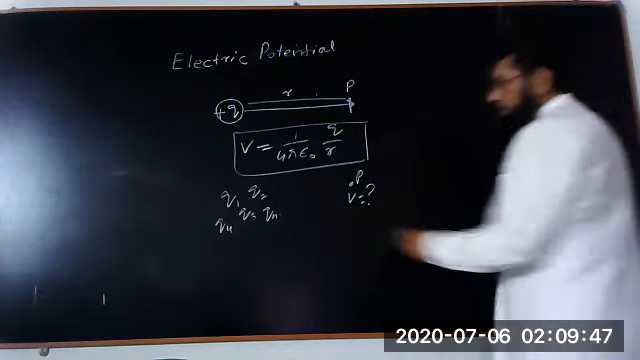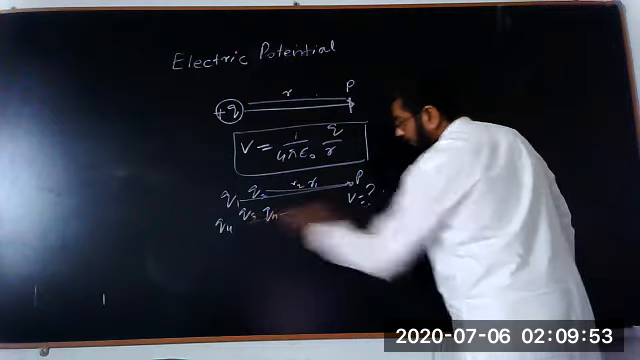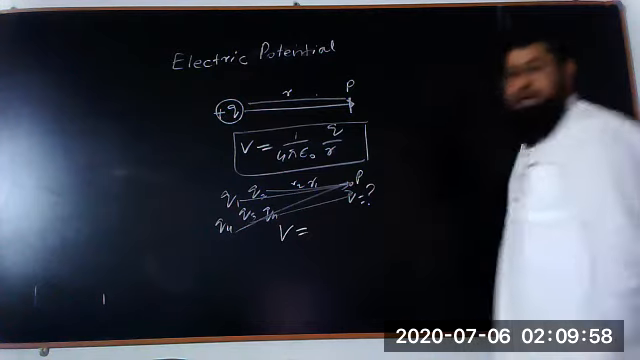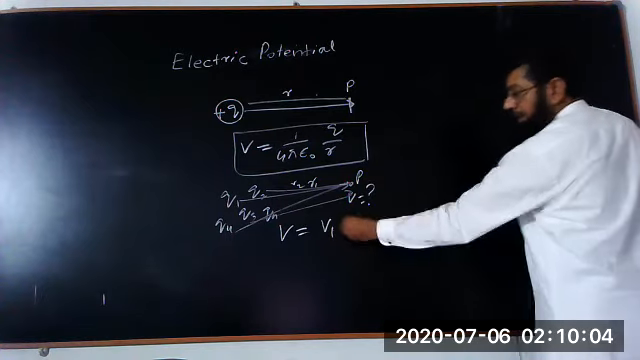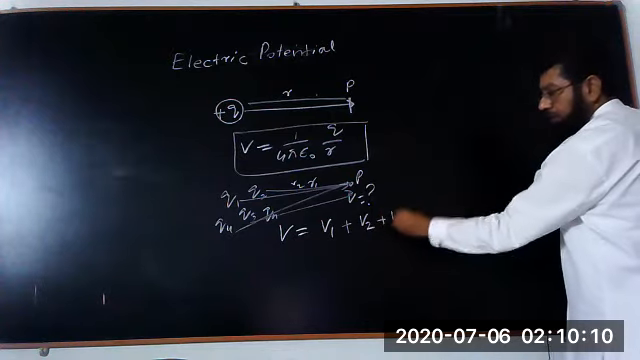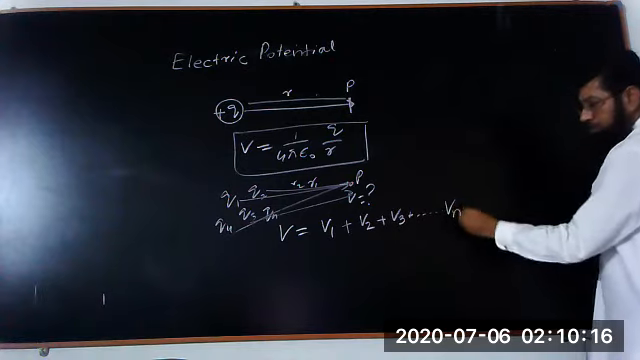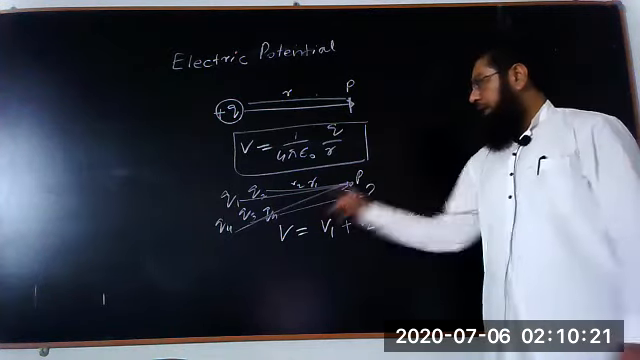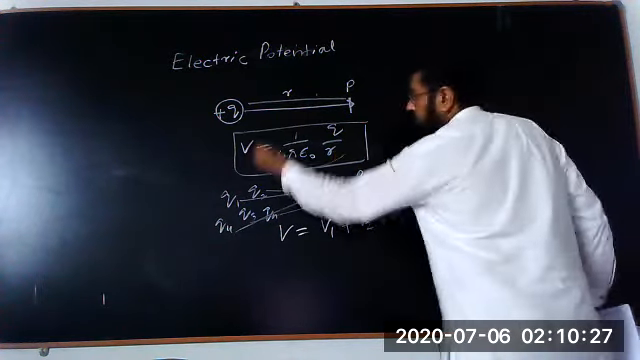Here, this is at a distance r1, this is at a distance r2, this is at a distance r3, this is at a distance r4. So the total potential V can be written as the potential due to charge Q1, which is V1; the potential due to charge 2, which is V2; the potential due to charge 3, which we call V3, up to the potential due to charge N. This is the sum of all the potentials at any point due to all the charges.